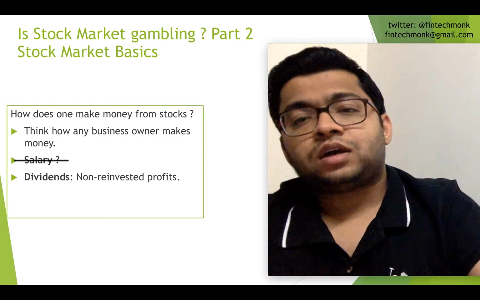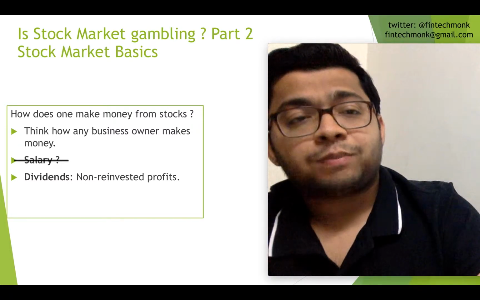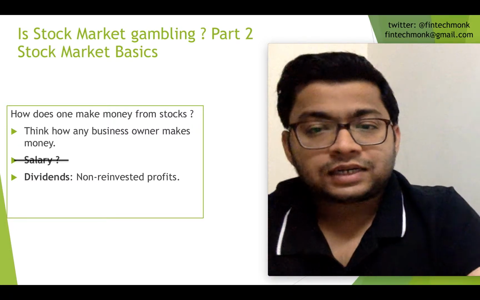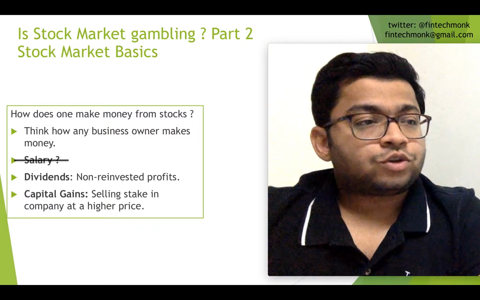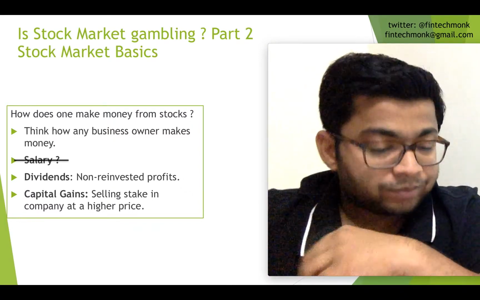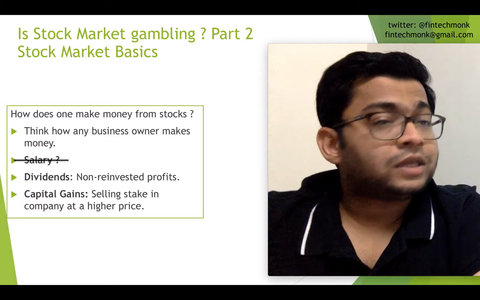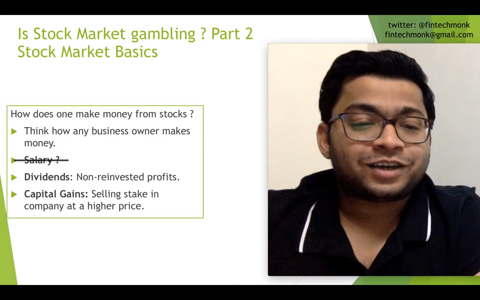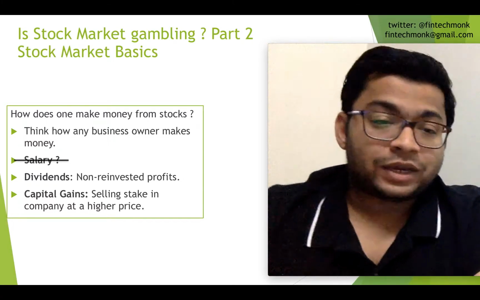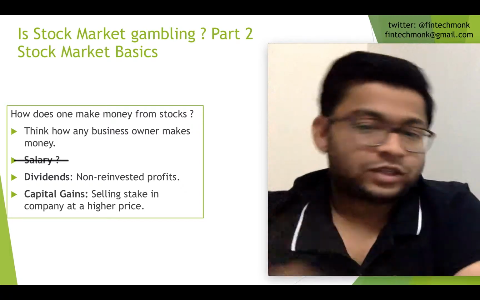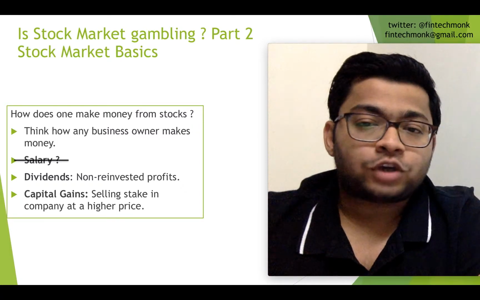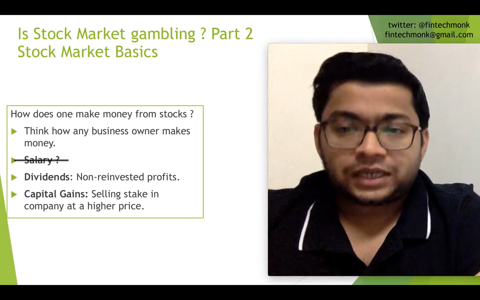So I have made a capital gain. I have made a gain by selling that business, by selling that capital, right? So that is what is called capital gains. You have sold a stake in the company, probably, and hopefully at a higher price, to make capital gains. So these are the two ways. If you buy a stock, you can make money.